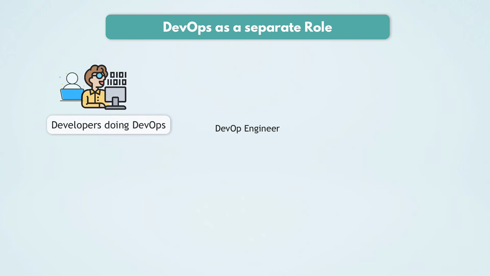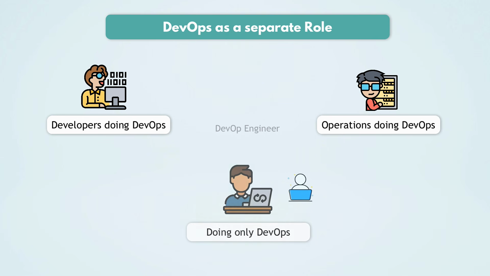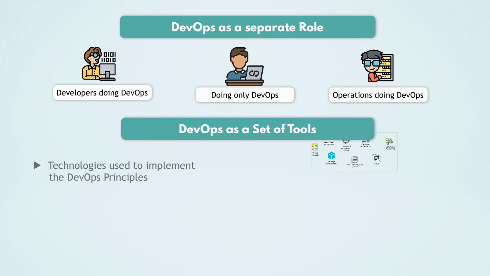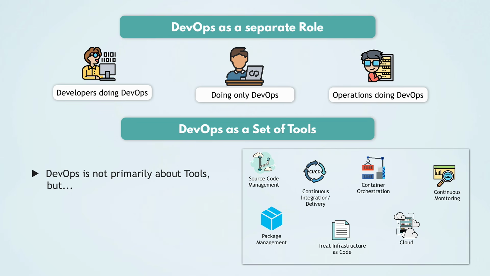And one of these patterns was that DevOps evolved into an actual role called a DevOps engineer, where either developers are doing DevOps as a job next to development, or operations are doing it, or someone is doing DevOps exclusively as their only job. And a set of technologies that were used to implement the DevOps principles became DevOps technologies, which now DevOps engineers would need to learn.